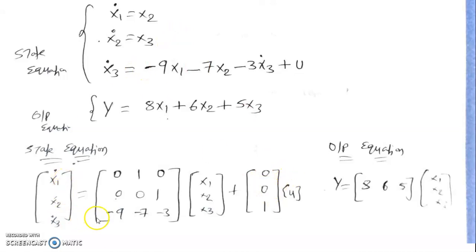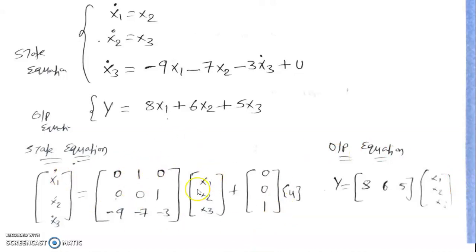Next, x3 dot is equal to minus 9 into x1 minus 7 into x2 minus 3 into x3 plus u here. So u is there here, that's why it is 1 here. Similarly the output y is equal to 8x1 plus 6x2 plus 5x3 plus Du. No u term is there here, that's why plus 0. So like this we are going to represent in terms of state representation.